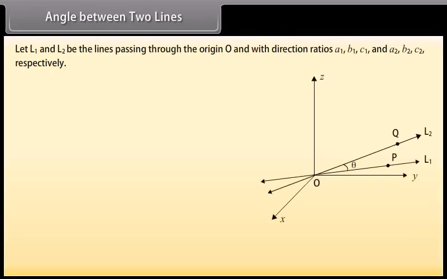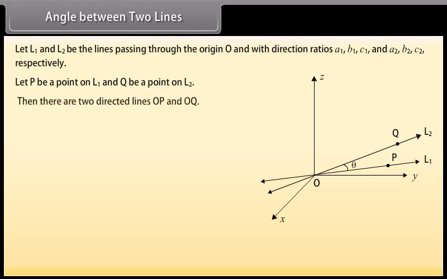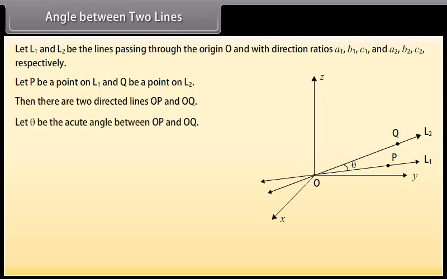Angle between two lines. Let L1 and L2 be the lines passing through the origin O and with direction ratios a1, b1, c1 and a2, b2, c2 respectively. Let P be a point on L1 and Q be a point on L2. Then there are two directed lines, OP and OQ. Let theta be the acute angle between OP and OQ.